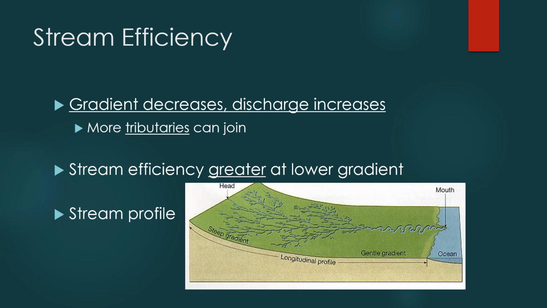And we can look at these stream profiles where in the headwaters there's a lot of steep gradient, with small tributaries joining in occasionally, and then as the stream works its way closer towards its base level, the ocean in this case, a lot more tributaries can join further downstream, and then we end up with a wide river channel close to the mouth.